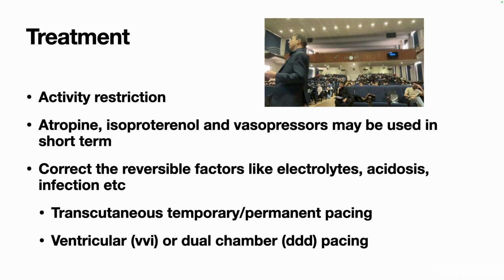Pacemaker can be ventricular or dual chamber. Either the pacemaker is placed only in the ventricle, or one is placed in the atrium and the other in the ventricle, which is called dual chamber. This dual chamber will be close to the normal physiological electrical conduction. We can also use single chamber if dual is not available, but we generally prefer dual chamber pacing.